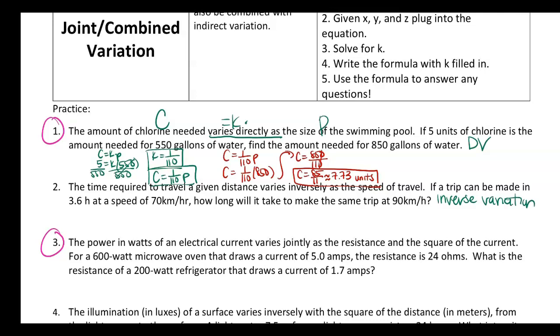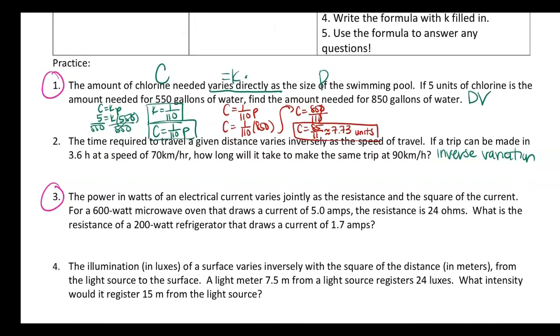Okay, for the next one, number 3, the power in watts of an electric current varies jointly as a resistance and the square of the current. A 600 watt microwave oven draws a current of 5.0 amps and has a resistance of 24 ohms. What is the resistance of a 200 watt refrigerator that draws a current of 1.7 amps?